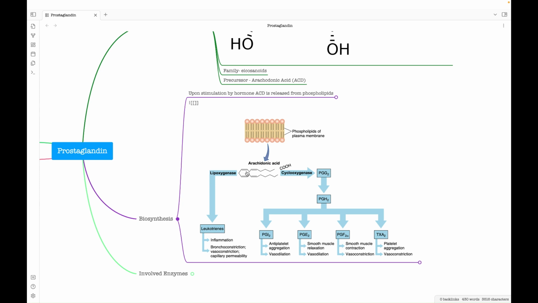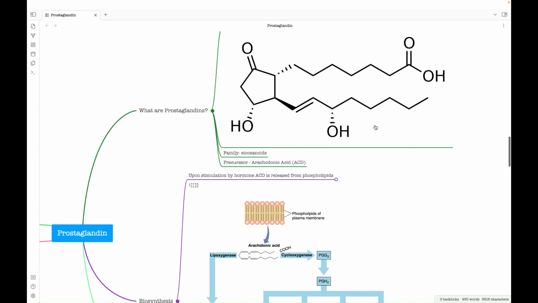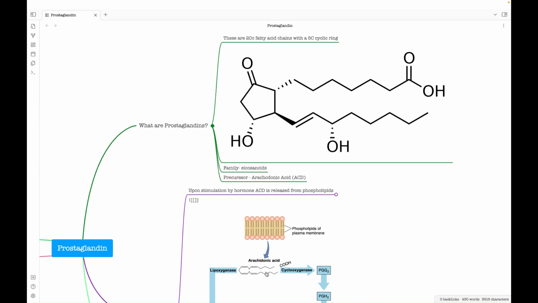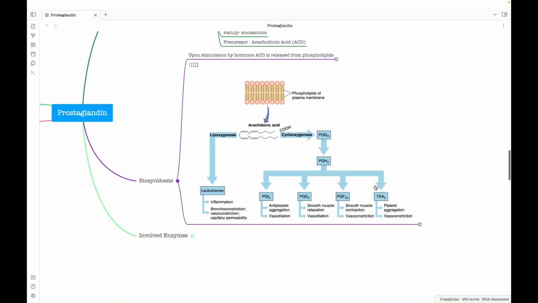So this is the arachidonic acid. As you can see, the structure of arachidonic acid is very similar to that of the prostaglandin. I have already shown you the structure of prostaglandin. This is the structure of prostaglandin, and this is the structure of arachidonic acid. So this is the precursor molecule, this ACD or arachidonic acid, and from this, the structure is modified and produced. Okay, so this arachidonic acid can undergo modification by two different enzymes. One is lipoxygenase, another one is cyclooxygenase.